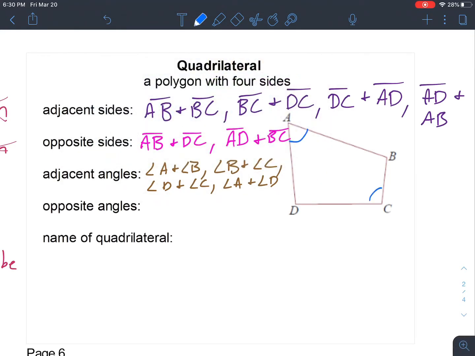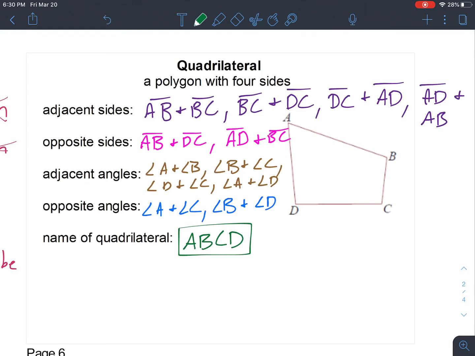As for our opposite angles, ones that are on opposite sides of the shape, there is angle A and angle C. And then the other pair that we have are going to be the other two that we didn't name, angle B and angle D. And then finally, the name of the quadrilateral. I'm not saying that we're supposed to name it as what type of shape. I'm not looking for trapezoid. I'm not looking for square, rectangle. We're supposed to name it using the 4 letters. And all we have to do is make sure that we name it in order. So A, B, C, D is one way to name the quadrilateral.